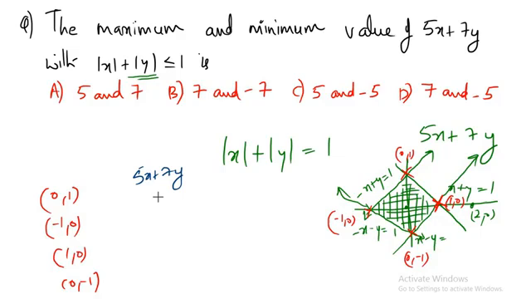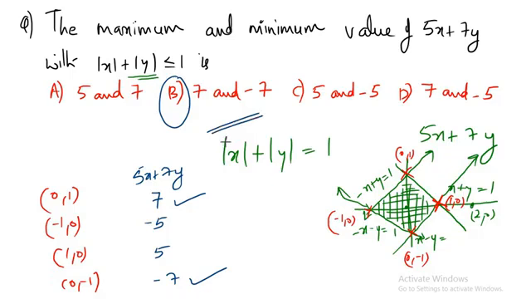So you get 5 times 0 plus 7 times 1, that is 7, and at minus 1 0 you get minus 5. At this particular point 1 0 you get 5, and at this particular point 5x plus 7y is equal to minus 7. So now you can see what maximum and minimum values it will attain. The maximum value is 7 and the minimum value is minus 7. So in this question this is the correct option.